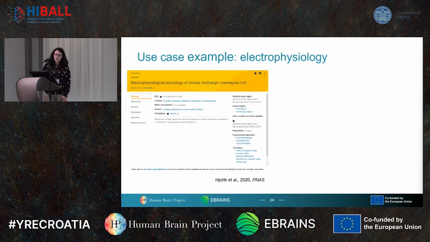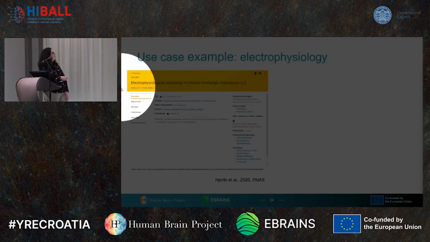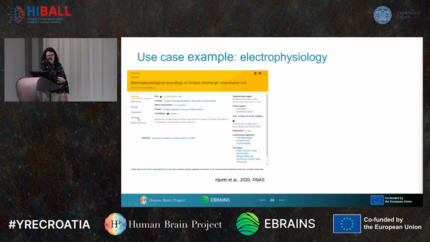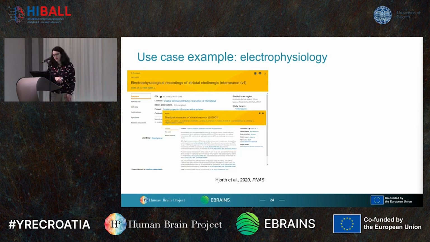And a third example I wanted to give you is that you can use those tools also to look at specificities in electrophysiology datasets. For example, you'll find this dataset in the knowledge graph where they have done striatal recordings of the striatal cholinergic interneurons. And if you go here in this card to related resources, you can see that it has been used to make a model. And then you can access the card for this model as well. So you have access to both the data and the model that have been made from the data.